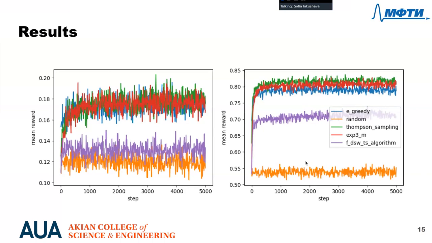These values were different. For random algorithms, these values were the same. But for the others, this was completely different. And you can see in the picture, for the purple line, that this algorithm doesn't even multiply reward like the others. This was the FD's double VTS algorithm, which is non-stationary.